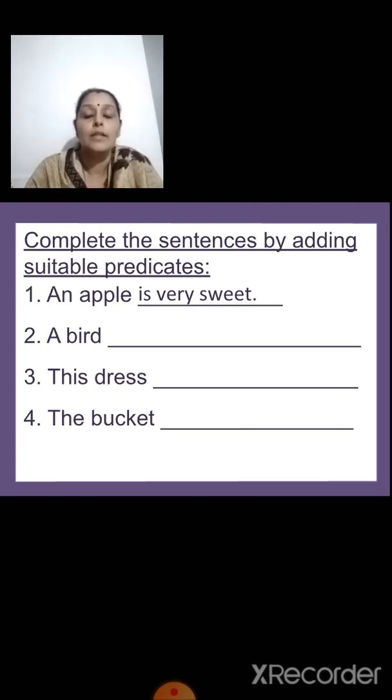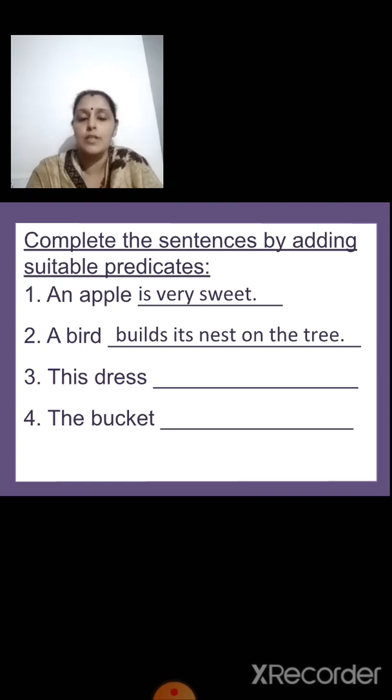Okay? The next one, a bird. What did the bird do? What about the bird? So you have to complete the sentence by adding suitable predicate. So I can say, a bird builds its nest on the tree. Or you could also say, a bird flies high in the sky.